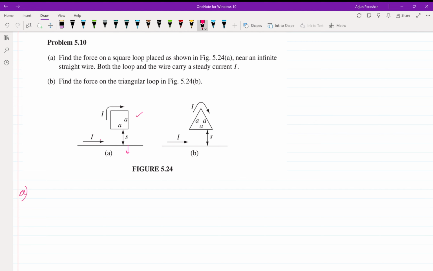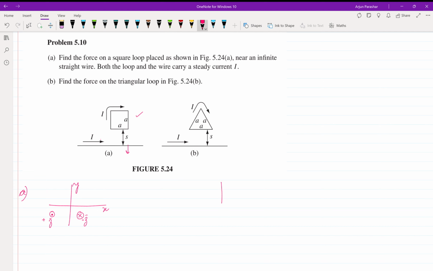So first of all, let us mark the coordinate system. Suppose this is X, this is Y, and outside I am taking Z. This is the model for outside, and this is inside: minus Z cap, this is plus Z cap, this is minus Z cap. This is the coordinate system.